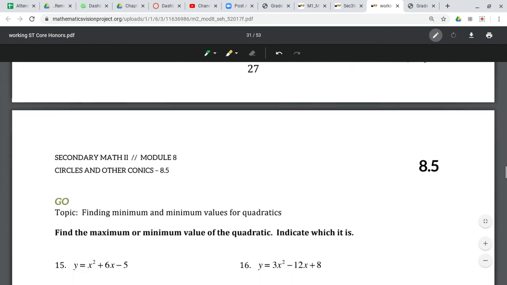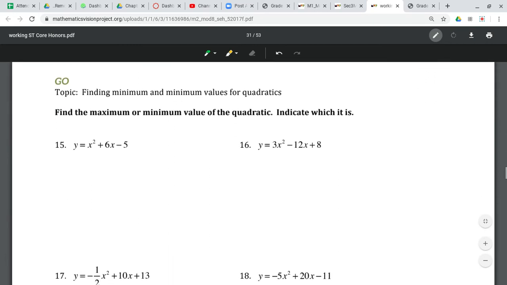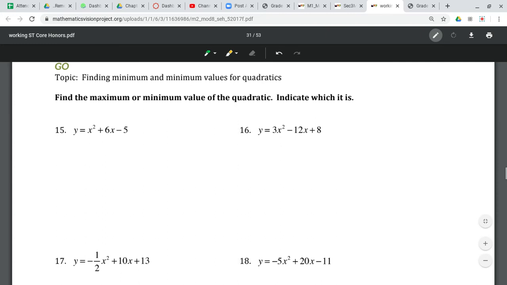All right, the last section, we are finding the maximum and minimum values for quadratics. So find the maximum or minimum value of the quadratic, indicate which it is. So in order to do these, what we need to do is figure out what the vertex is. So we need to put this into vertex form instead of standard form, which means we need to complete the square.